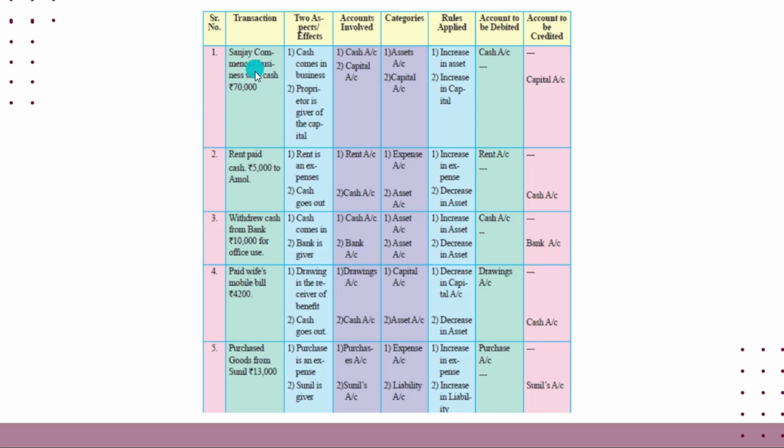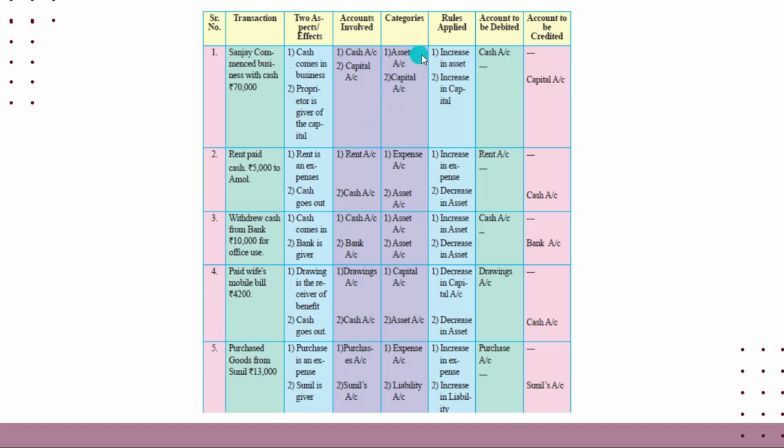Sanjay commenced business with cash rupees 70,000. So what happened here? First, cash comes into the business. Then second effect, the proprietor is the giver of the capital. Accounts involved here: in the first one there is cash account. Second, we have to find there is capital account. Categories: cash will come under assets account. Capital is a part of capital account only as per the modern approach.